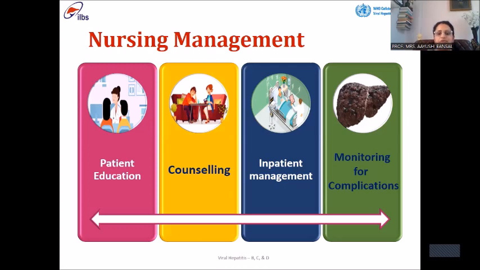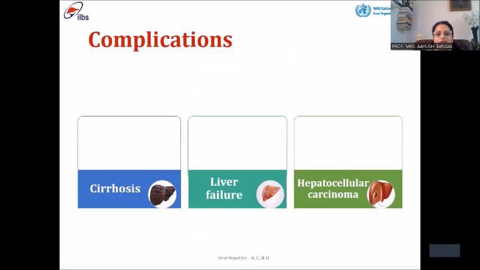Next is monitoring for complications. In this, we will look for cirrhosis, liver failure, and hepatocellular carcinoma. So it is our responsibility to start treatment as early as possible to improve the quality of life of hepatitis patients. Complications must be addressed early and diagnosis must be made early. In turn, the treatment will be started early and complications will be prevented.